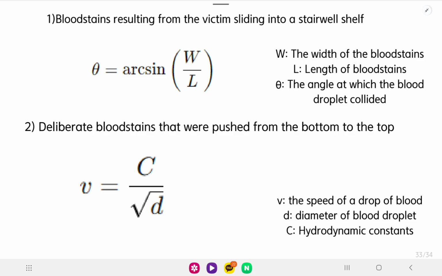These stains will be circular or elliptical, and the impact angle theta could be calculated using the following formula, where W is the width and L is the length of the stain. When an external force is applied, blood droplets gain additional acceleration, causing them to travel at higher velocities. According to Newton's second law, F equals ma, the velocity of the first blood droplets can be estimated using this formula, where d is the droplet diameter and c is a fluid dynamics constant.